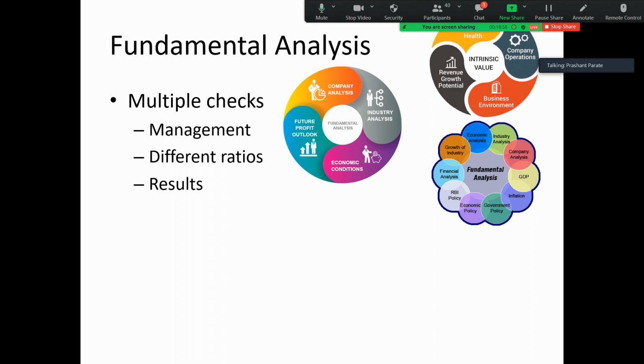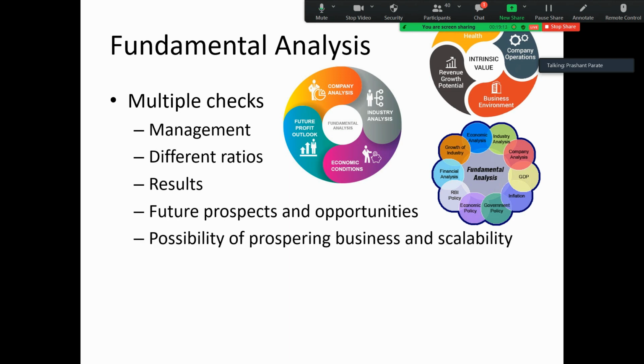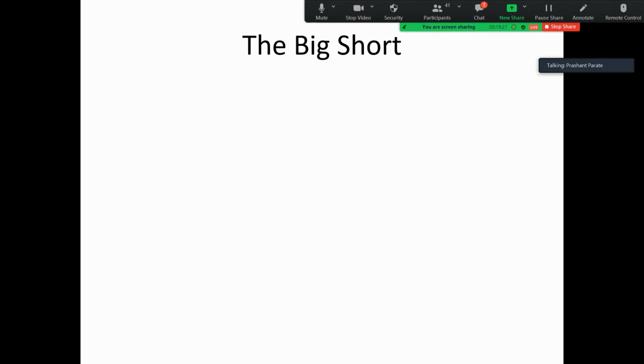Then there are results, quarterly results and annual results, which come every 3 months and every year, and these results are checked by many fundamental analysts. Then the future prospects and opportunities of the business of this company, whether the business will prosper and whether it is scalable, and lastly a ground reality check. So there are many things which need to be tested.